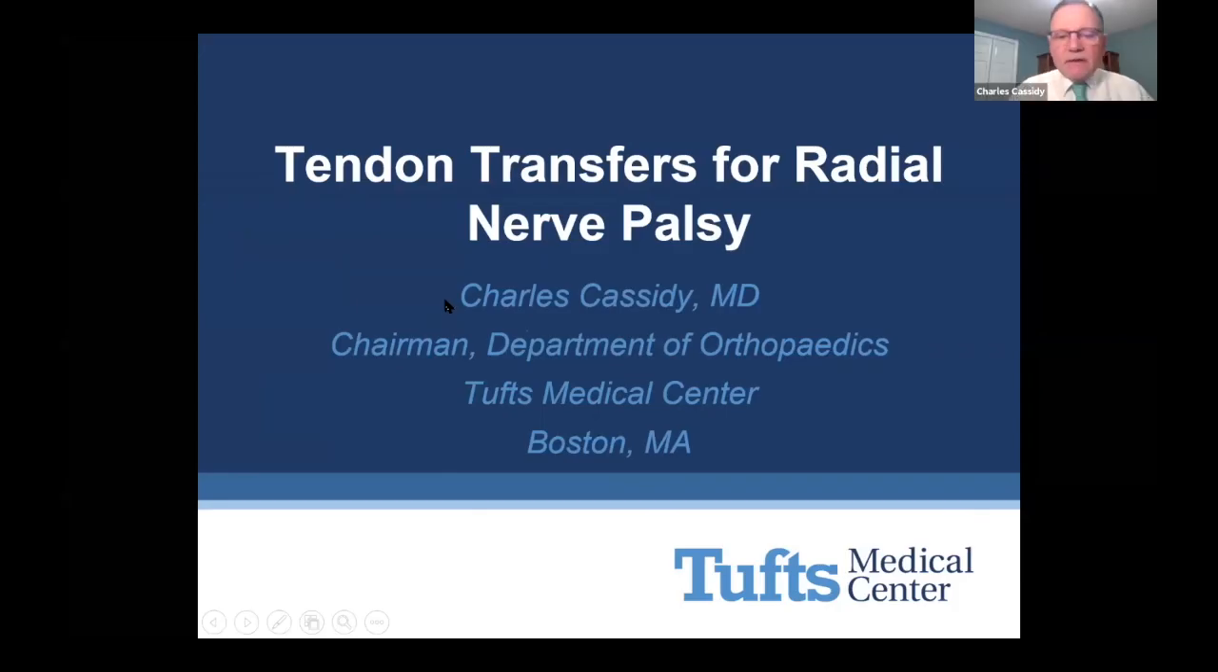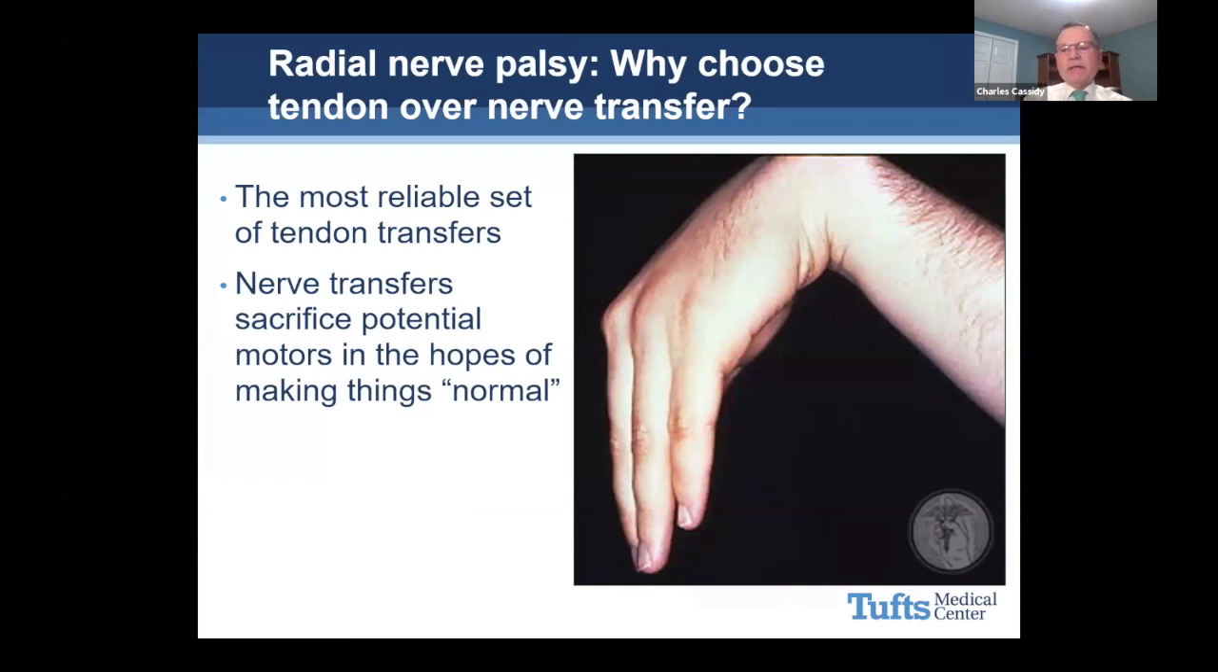All right, so we'll start with, I would say, the most straightforward set of transfers in the upper extremity, and that's radial nerve transfers. There's been a lot of talk recently about nerve transfers, and that's not really the topic of this evening's discussion, but it's an interesting one to think about. Why use tendon transfer over nerve transfer with respect to radial nerve palsy? Well, first of all, radial nerve transfers are the most reliable sets of tendon transfers that we have.